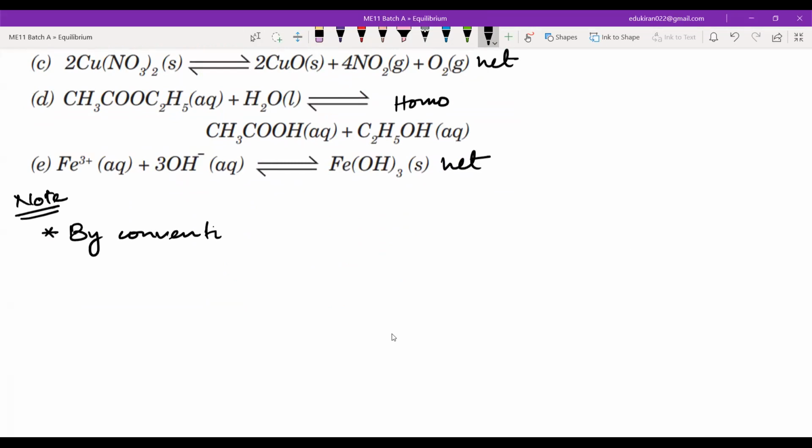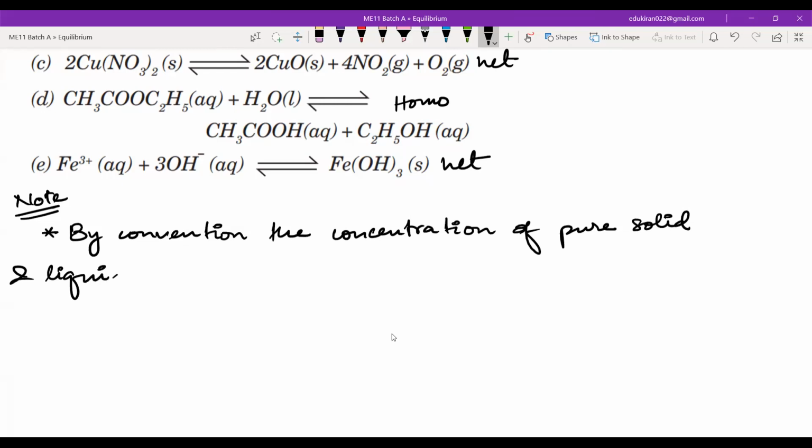By convention, the concentration of pure solids and liquids. Pure liquid means such as here we have H2O liquid. Here we have Fe(OH)3, that means this is a pure solid. So by convention, the concentration of pure liquid and pure solid are taken as unity, that is 1.